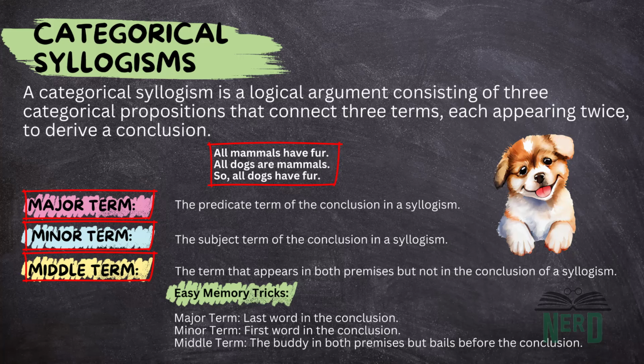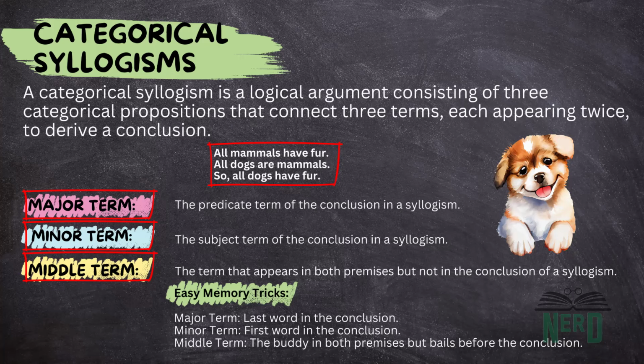A little trick with letters. Consider this: all A are B, all B are C, so all A are C. Here, B is the go-between, or the middle term, because it's in both premises but not the conclusion. A is the minor term, it kicks off the conclusion, and C is the major term, it ends the conclusion.